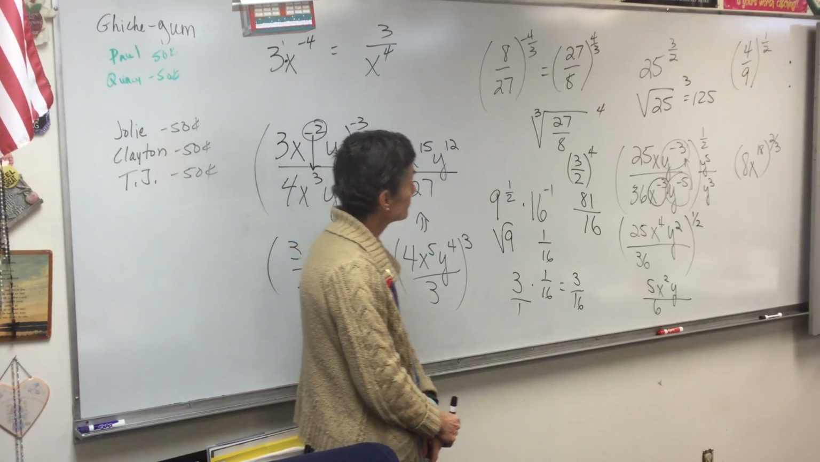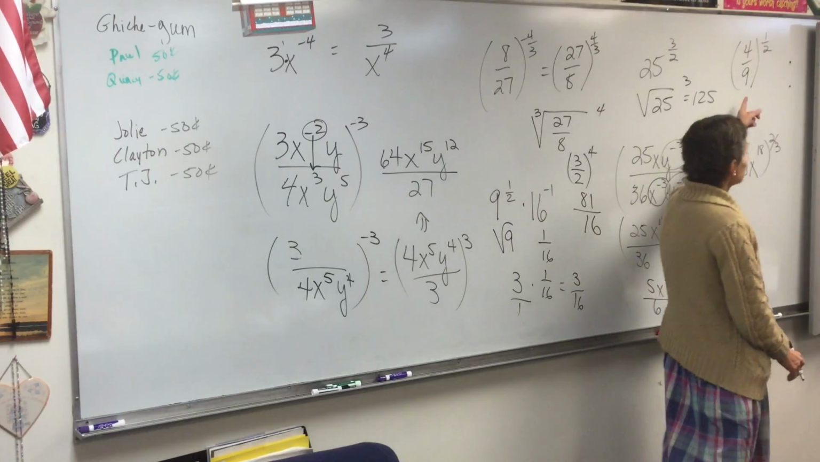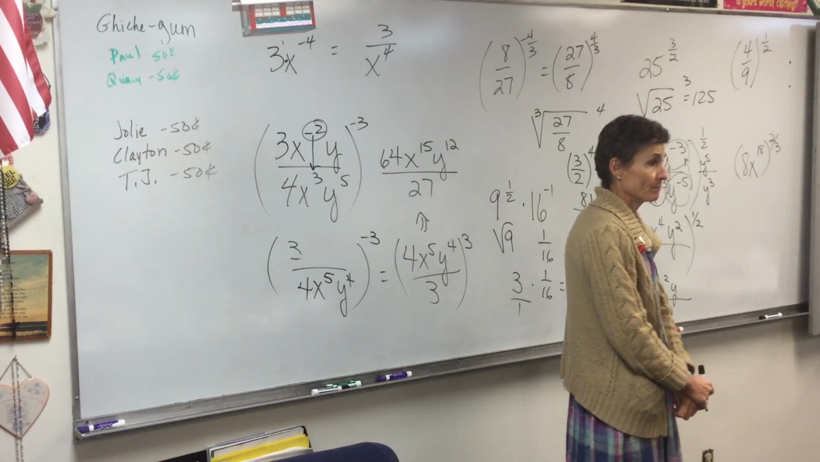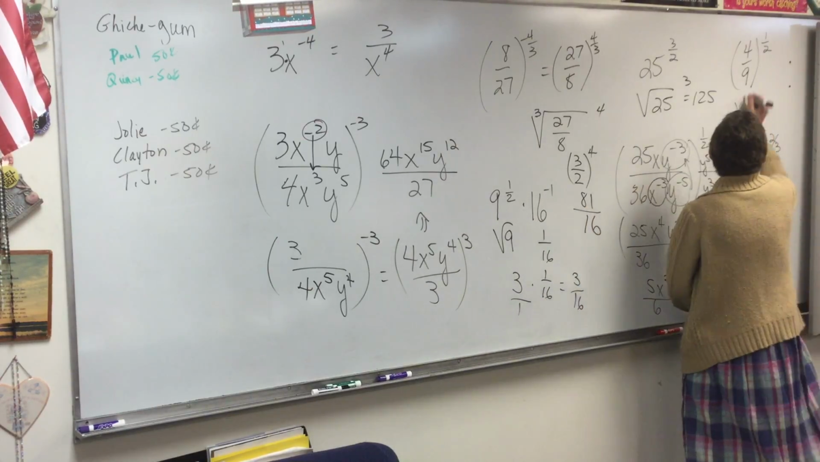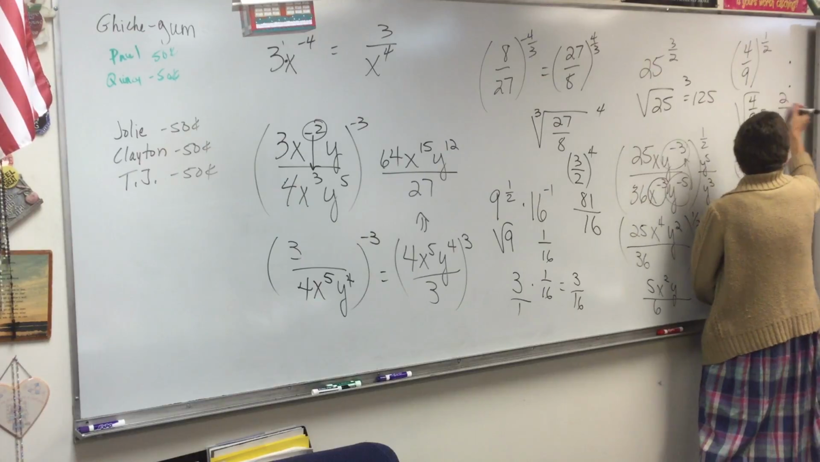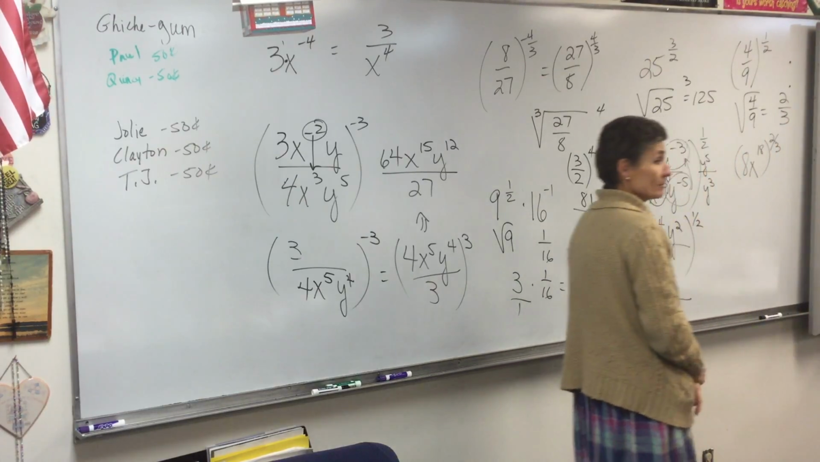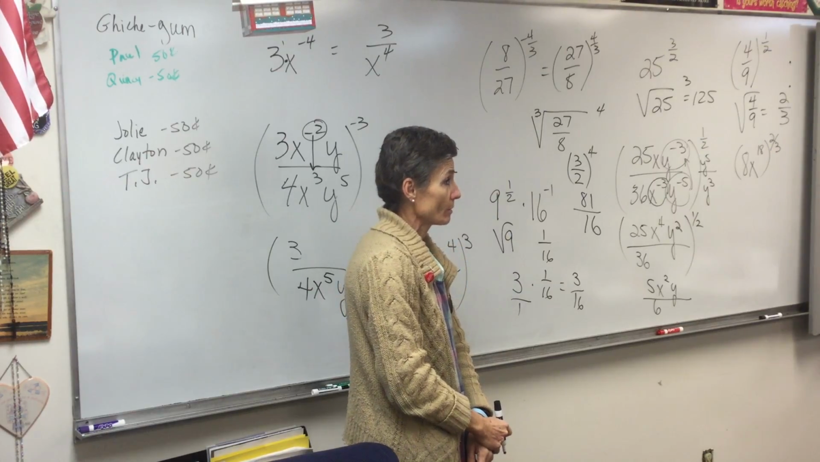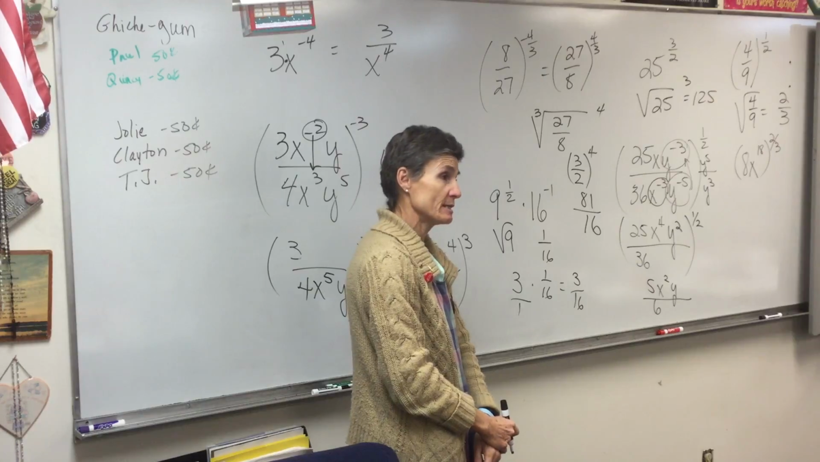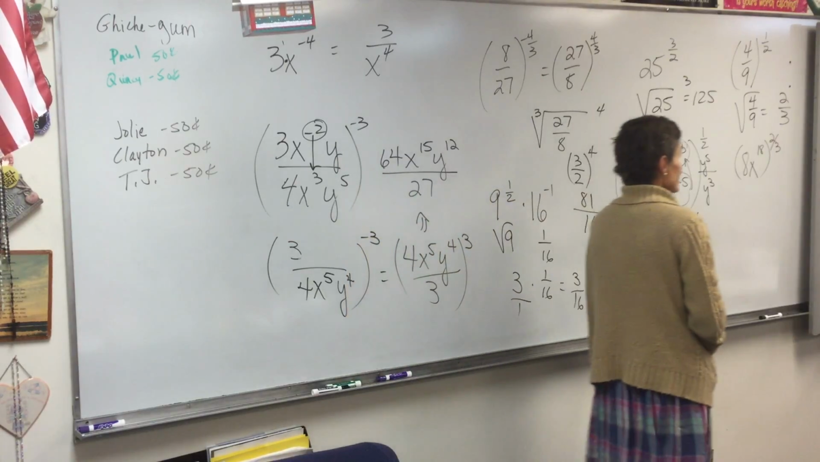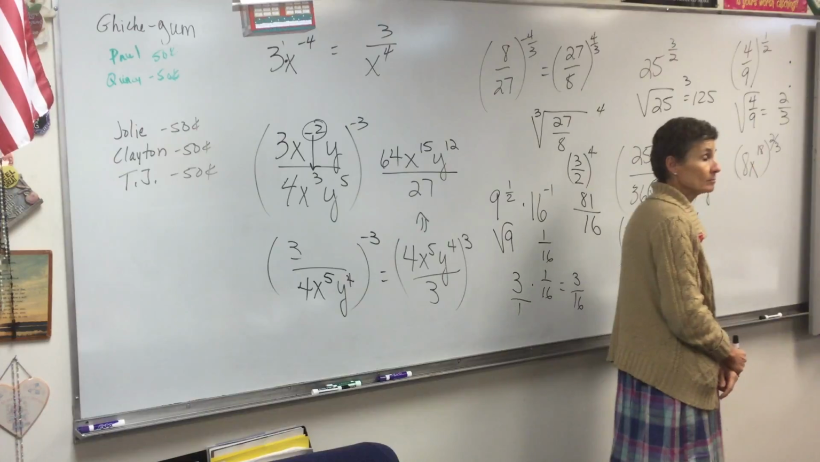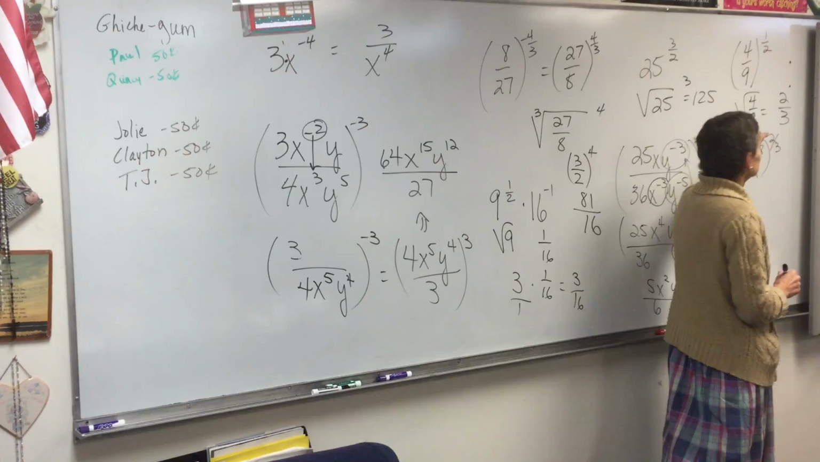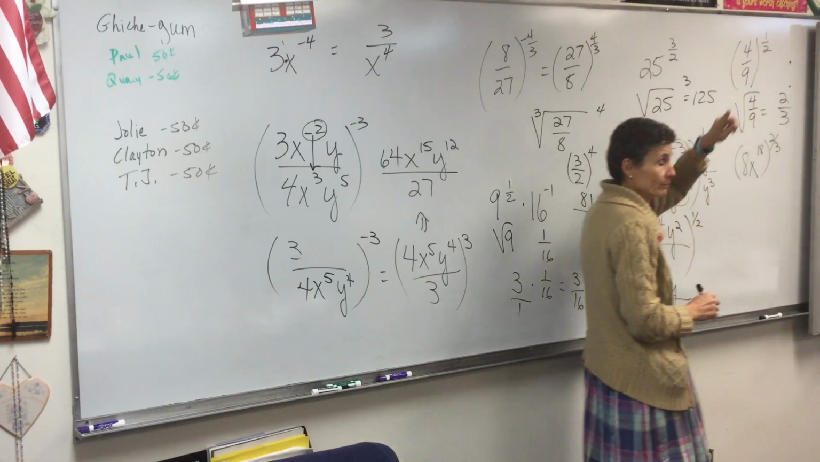Oh, another easy one. We got some easy ones sprinkled in. 4/9 to the 1/2. What does that mean? It means the square root of 4/9, and some of you already did it and said the answer is 2/3. You okay with that? That's pretty easy. And then we got this one. Wait, how did you get? Square root of 4, square root of 9. 1/2 means square root.